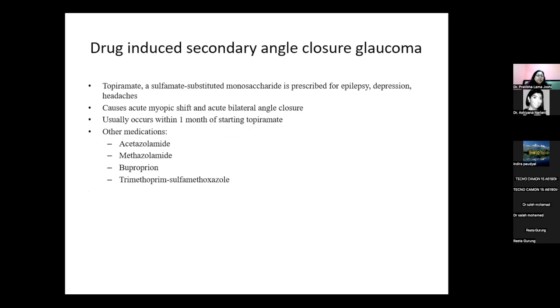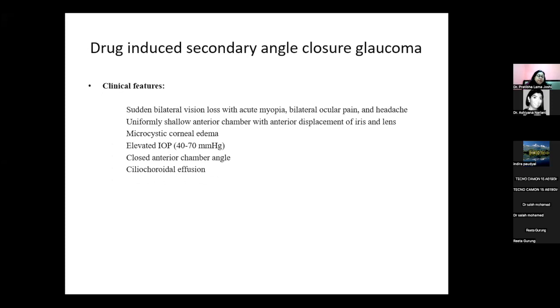Drug-induced secondary angle closure glaucoma. There are certain drugs which cause secondary angle closure glaucoma. Topiramate is one of the drugs that causes secondary angle closure glaucoma. It causes acute myopic shift and acute bilateral angle closure, and the symptoms occur within 1 month after starting the drug. There are certain other drugs that can also induce angle closure.